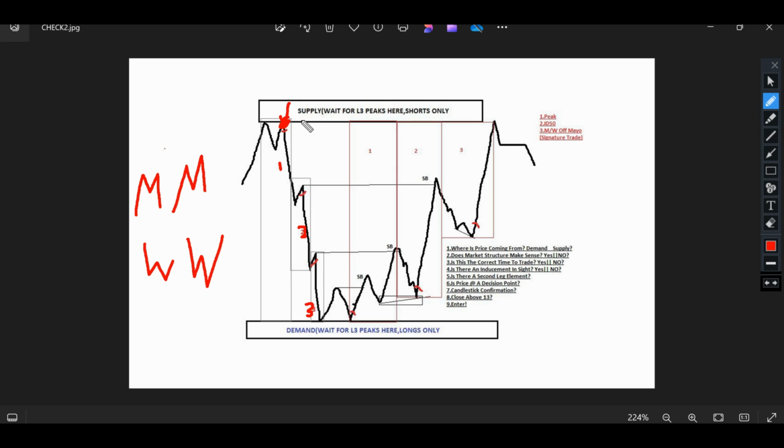Right, so as you can see on this chart right here, we've got supply. At supply, this is where we wait for level 3 peaks, and we look for shorts only. So we are not looking to buy around those areas. We need to understand our structure and understand where our supply zones are.